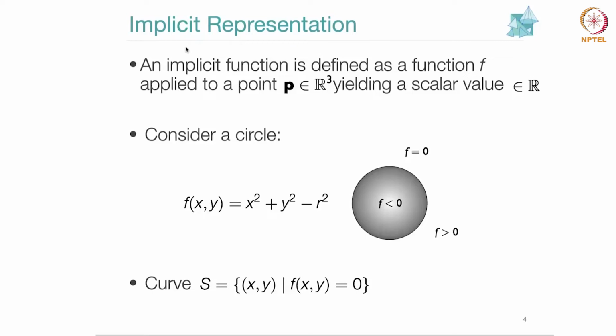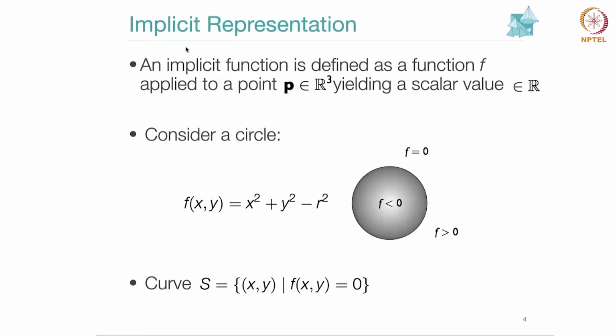Well, there are more goodies when it comes to implicit representation. And one such very nice thing is that I can precisely tell which points are inside and which points are outside. If I just evaluate this form, any point that evaluates to a negative value is inside this implicit form of this curve or surface.